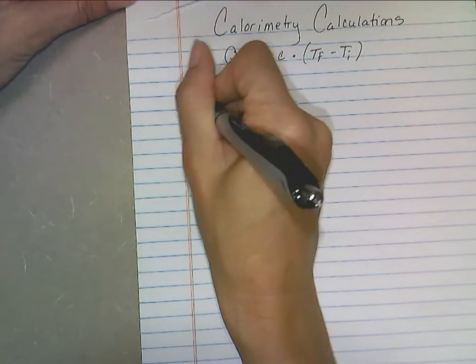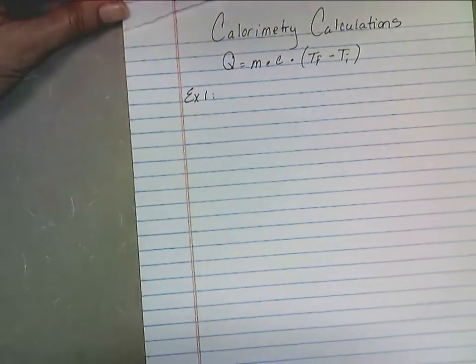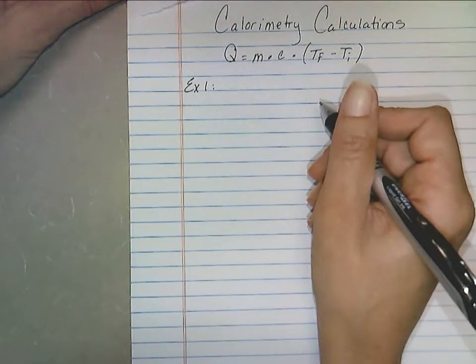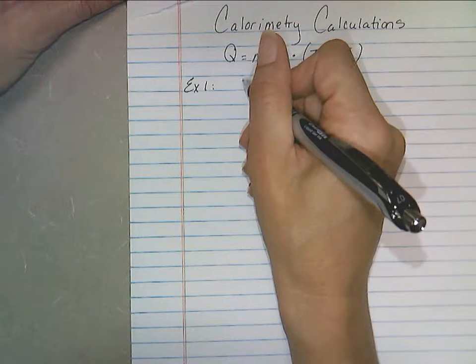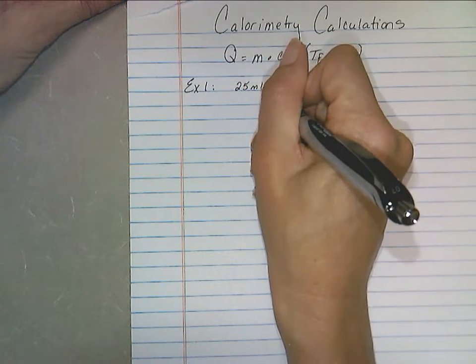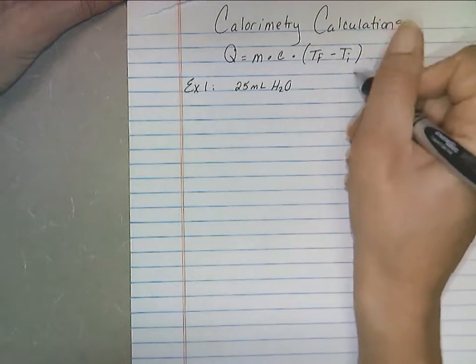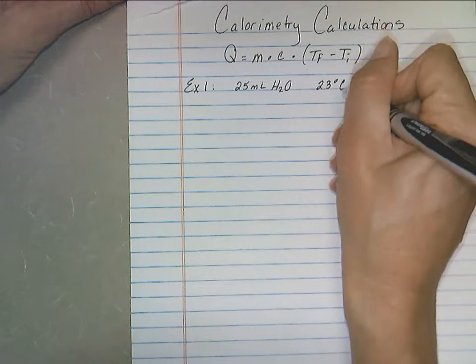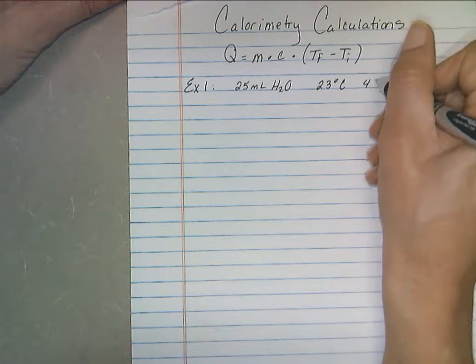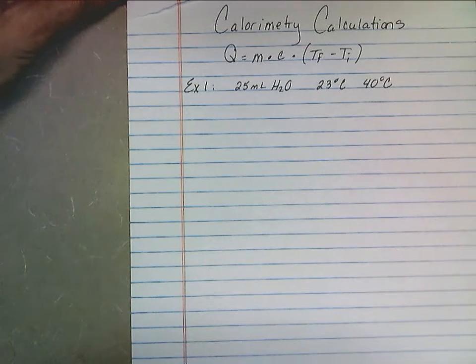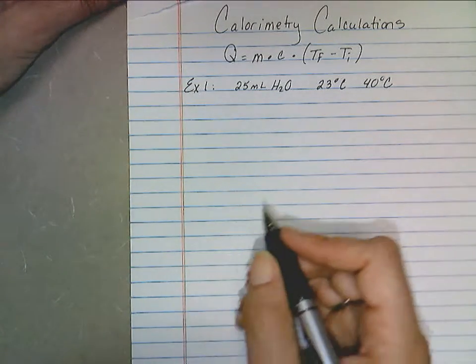In example 1, let's say that we have a potato chip that we burned underneath 25 milliliters of water. The initial temperature was 23 degrees Celsius, but after we finished burning the potato chip, it rose to 40 degrees Celsius. So we are to calculate the heat energy that was transferred, or the Q.